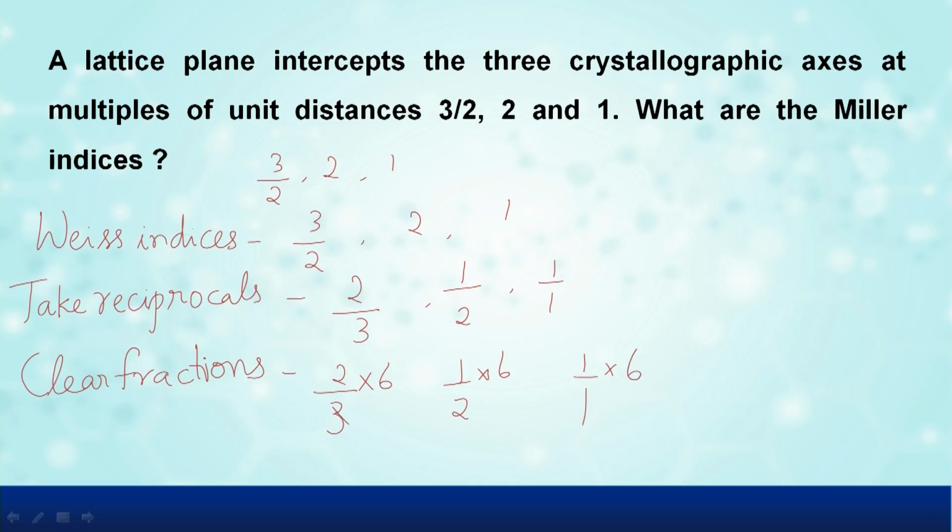So, 6 by 3 is 2, 6 by 2 is 3. So, we have 2 here, 2 into 2 is 4, here it is 3 and here it is 6. Okay. So, the Miller indices are 4, 3 and 6.